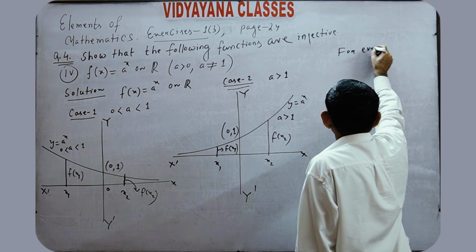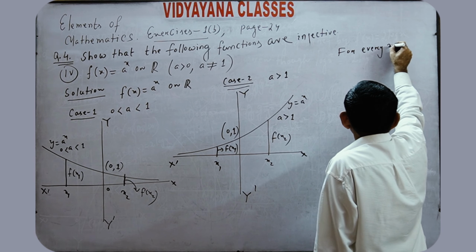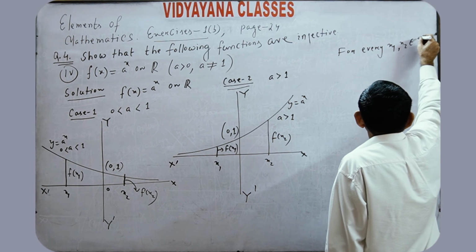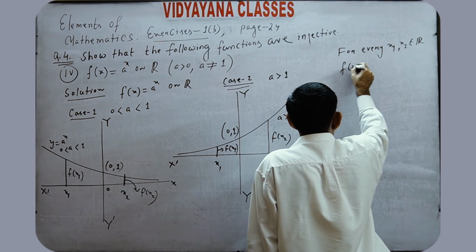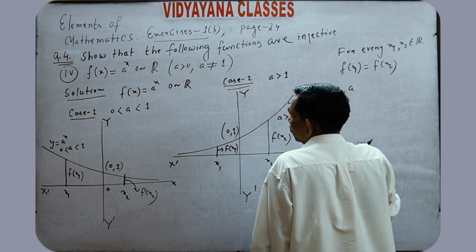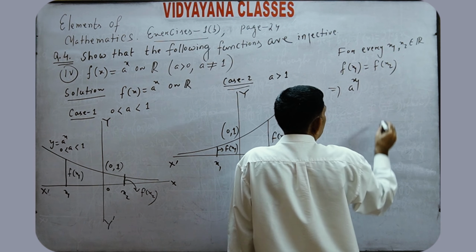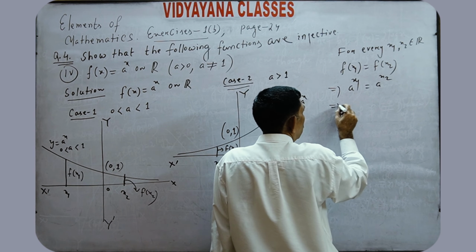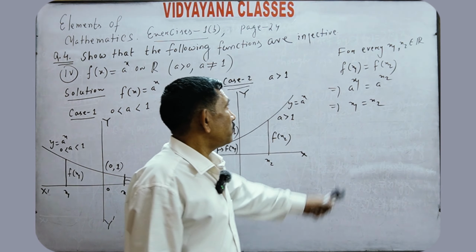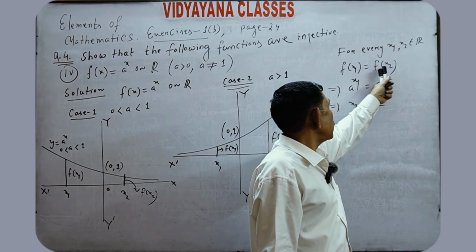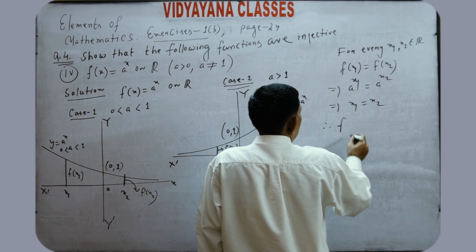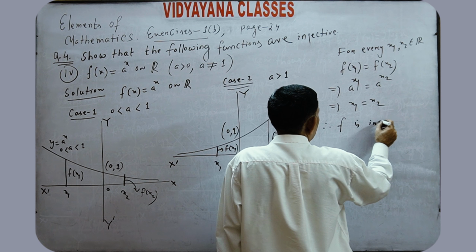For every two elements x1, x2 belongs to R, f(x1) is equal to f(x2). That implies a to the x1 is equal to a to the x2. That implies x1 is equal to x2. It is the definition of: for every x1, x2 belongs to R, f(x1) equal to f(x2) implies x1 equal to x2. Therefore, f is injective.